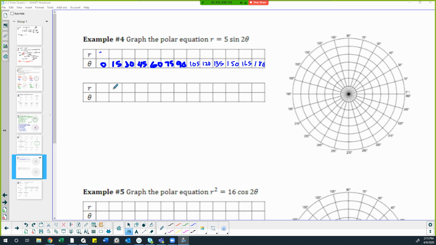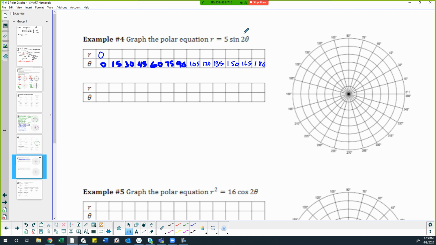All right, we're going to do example 4 in increments of 15 degrees so that we can really see what this is doing. So we're definitely going to need a calculator to help us here. And if you want to do it in degrees, you're going to need to use a calculator in degree mode. So sine of 0, well, sine of 2 times 0 is 0, times 5 is 0.